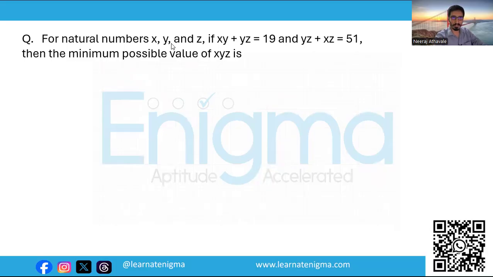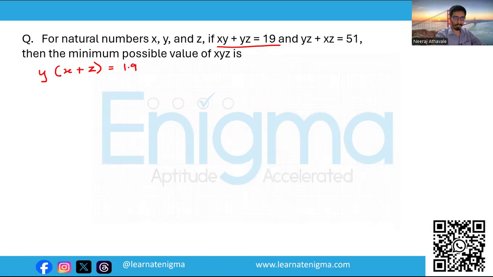For natural numbers x, y, and z, if xy plus yz is equal to 19 and yz plus xz is equal to 51, then the minimum possible value of xyz is? Okay. Now, if you see the first equation, we can take y common from the left hand side. So y into (x plus z) is equal to 19.